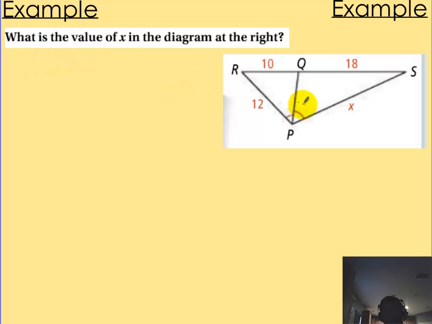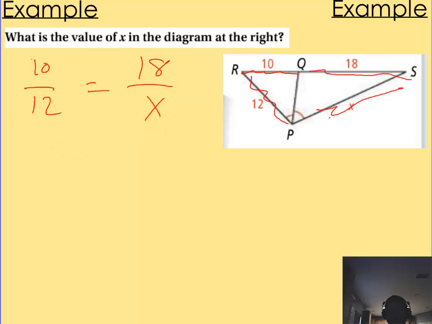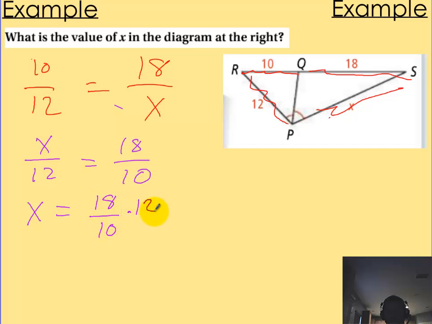Okay, so value of x in the diagram. So we got some proportions. That's that last one, the bisectors. So the way that works is this over this equals this over this, and then we solve for x. So I'm going to move that x to the top and move that 10 to the bottom. So I get x over 12 equals 18 over 10. Multiply both sides by 12 and I get x equals 18 over 10 times 12.